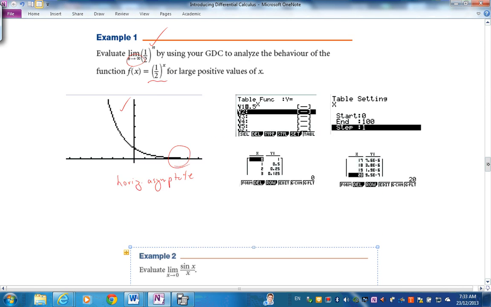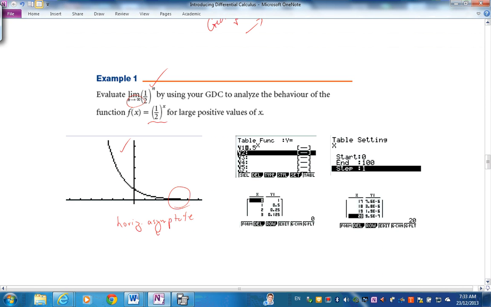Sorry about that. We'll just go back up here. Of y equals 0, or the x-axis. y tends to 0 as x tends to infinity. Okay, so our limit as x tends to infinity of a half to the n would be 0. Okay, what about doing it in table mode?